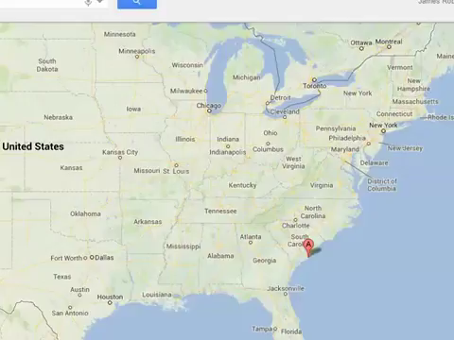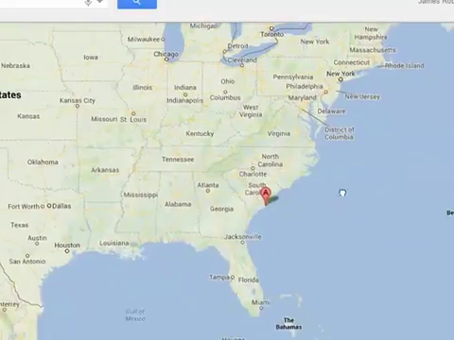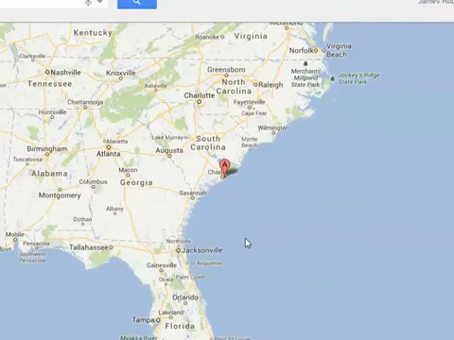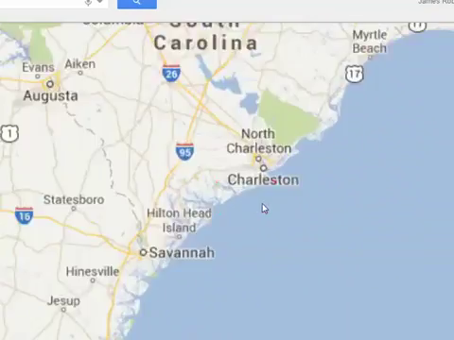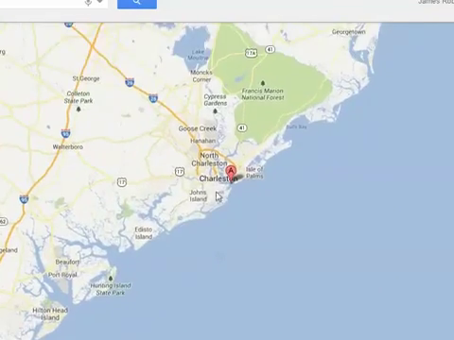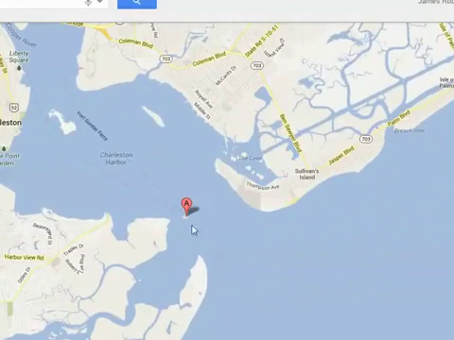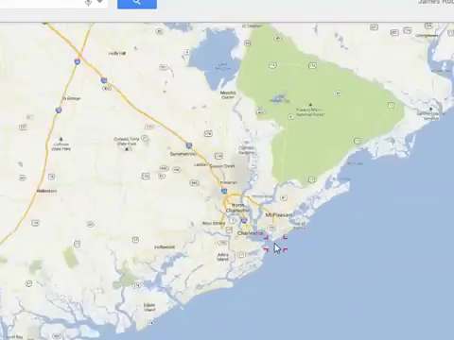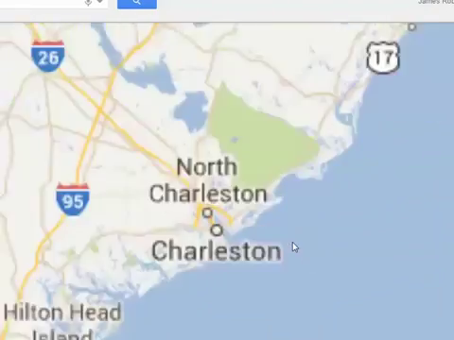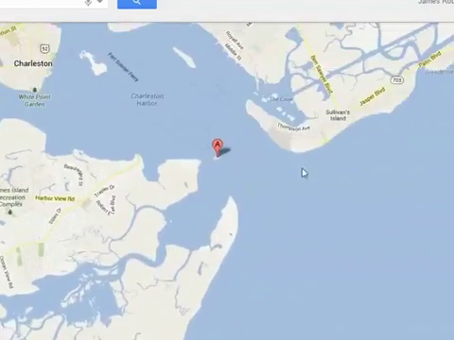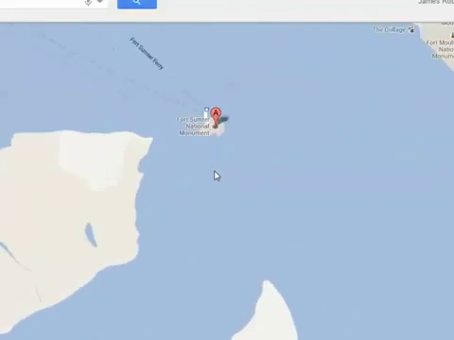If we went to Google Images, we can actually find Charleston, South Carolina here, and zoom in to the city of Charleston and find Fort Sumter, which is located right here in Charleston Harbor, emptying out into the Atlantic Ocean. So that's where the Civil War begins, right here on this little island, Fort Sumter.